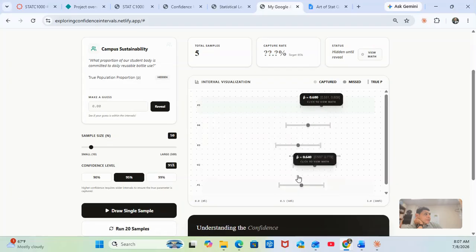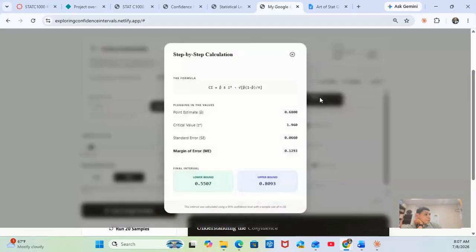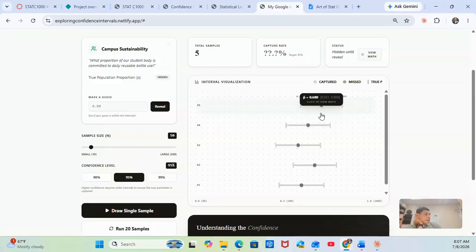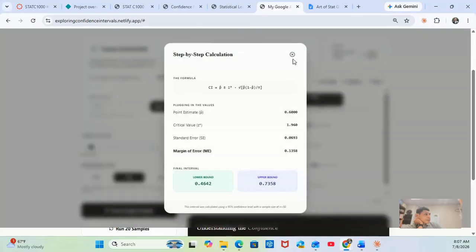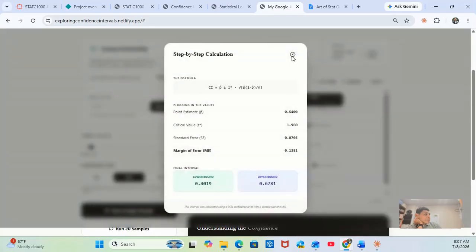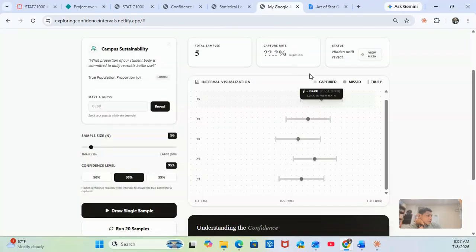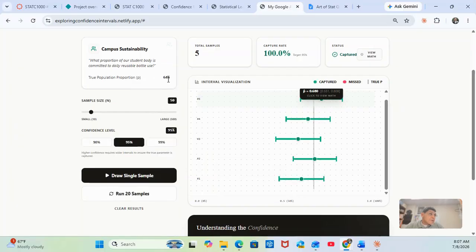So what would our estimate be? If you look, 55 to 80, 46 to 73, 40 to 67. The true value does exist somewhere between. So if I had to guess, I'm going to say it's somewhere in between. I would guess maybe 60%. That's just a guess, because we will never know. So I'm going to reveal, and the true proportion is 64%.